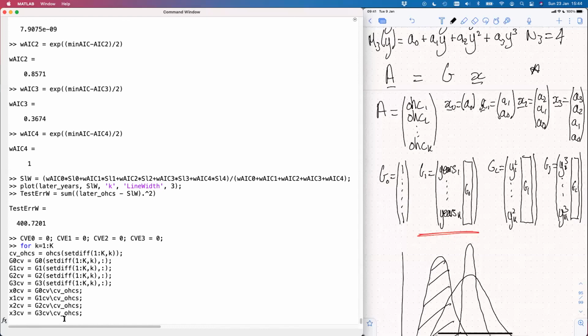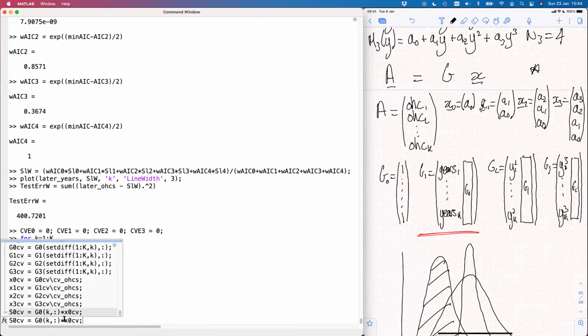And now, having fit each of those models, our job is to estimate the data point that was missing. I can estimate the missing data point from model 0 just by taking the kth row of the original design matrix G0 and multiplying it by our newly estimated model 0 parameters. So there's that. And once again, repeat for the other models.